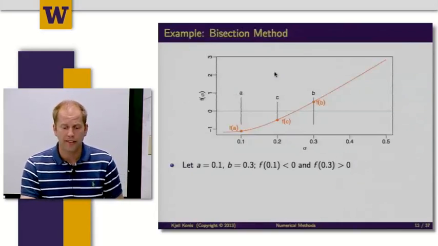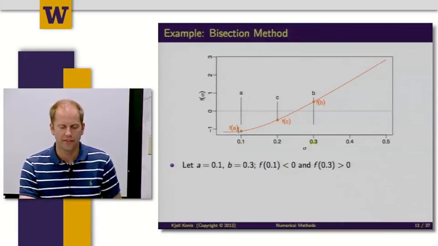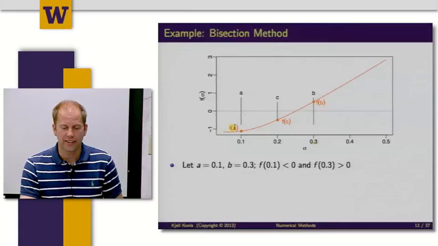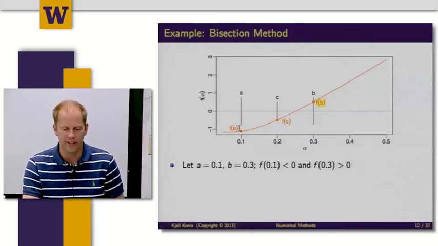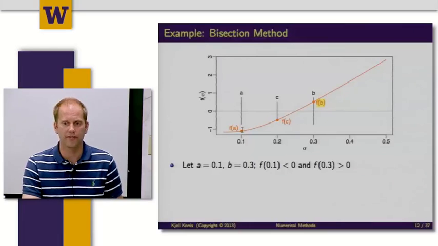So this is what bisection will look like. I started off with 0.1 and 0.3 as my initial interval. Then I evaluate the function at 0.1 and at 0.3. At 0.3, the function is positive, and at 0.1, the function is negative. That's my starting condition. This is a condition I want to always preserve as I go through the iteration: the sign of the function evaluated at one endpoint of the interval has to be the opposite of the sign of the function evaluated at the other endpoint.